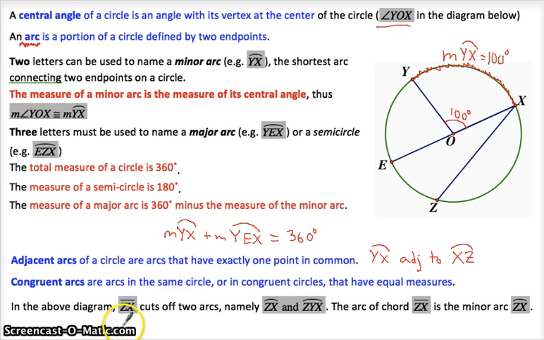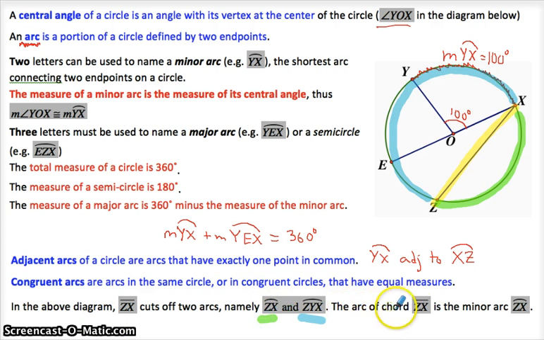In the above diagram, chord ZX cuts off two arcs. Let's talk about chord ZX cutting the circle into two arcs. There's the arc on this side. Let's make different colors now. The yellow chord cuts the circle into a green arc on one side and a blue arc on this side. ZX is this green one, so I'll highlight that with the blue, and the green one was ZX.